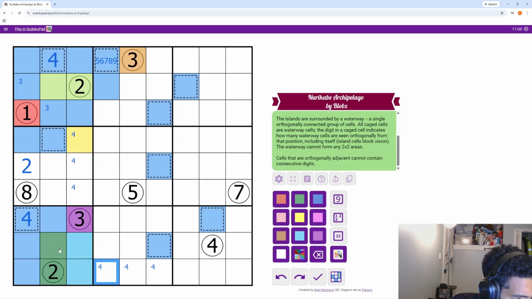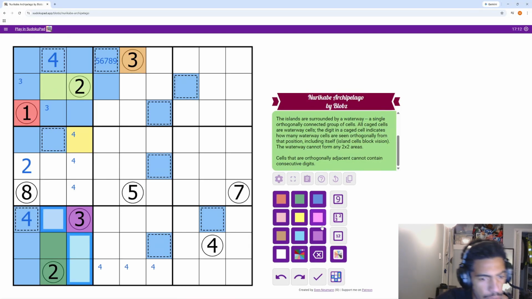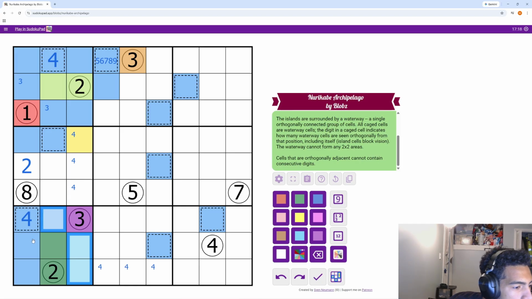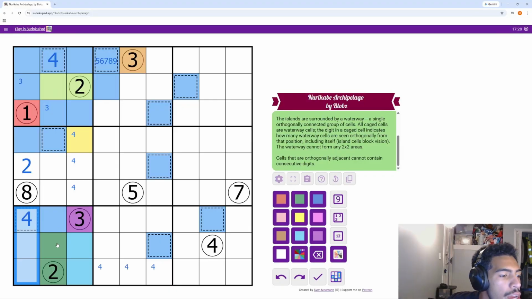Now, the one can't be here by Sudoku. It can't be next to the two. So the one's in there, but that's okay.